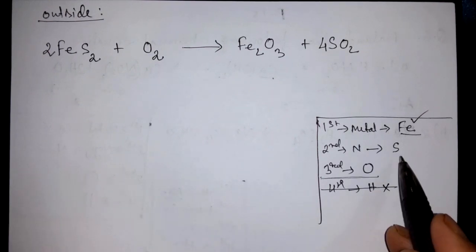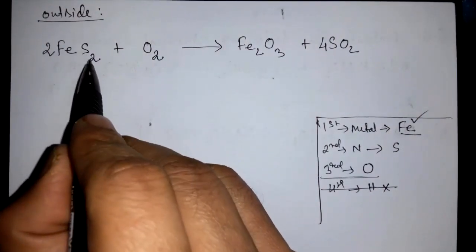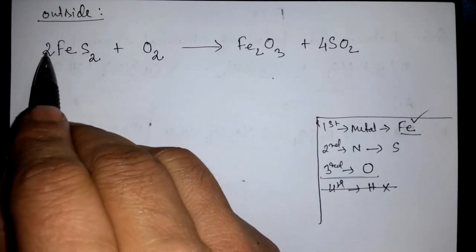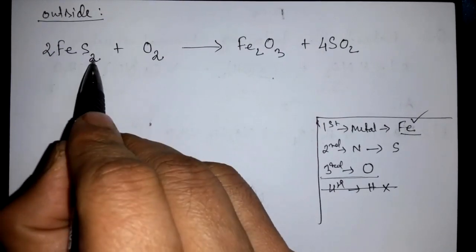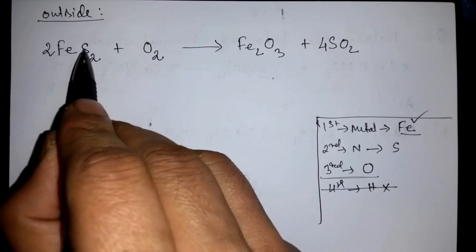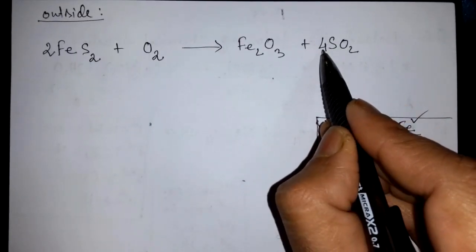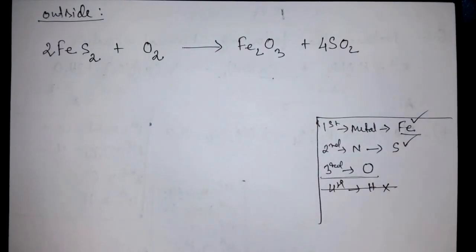Let us check the sulfur again. This sulfur is 2, but this 2 is for both. That means this 2 you have to multiply. So 2 2s are 4. And this sulfur is also 4. So sulfur is balanced. Now there will be a problem with oxygen.